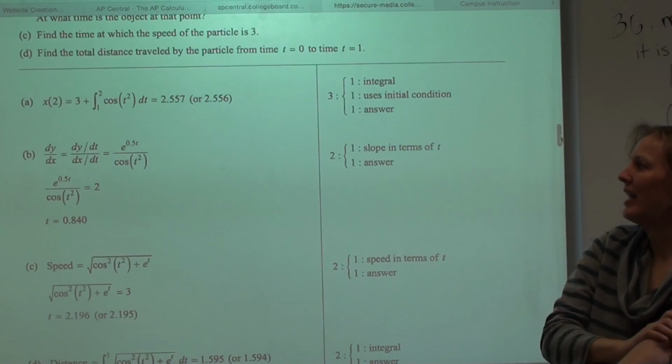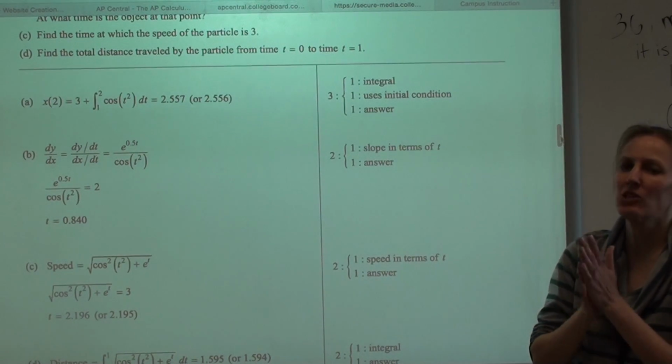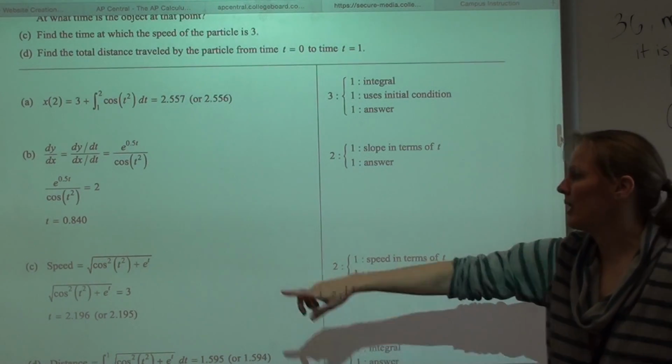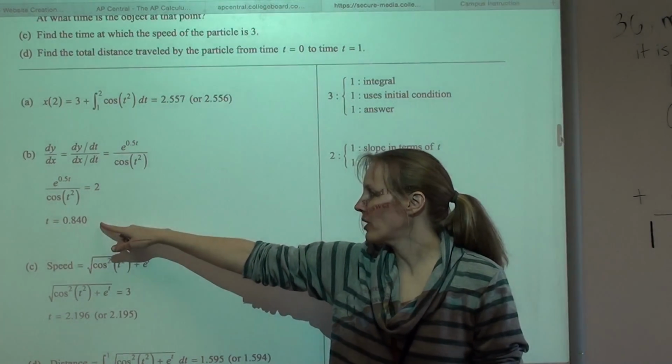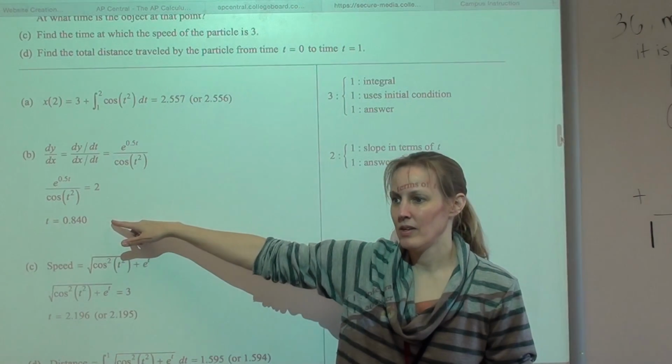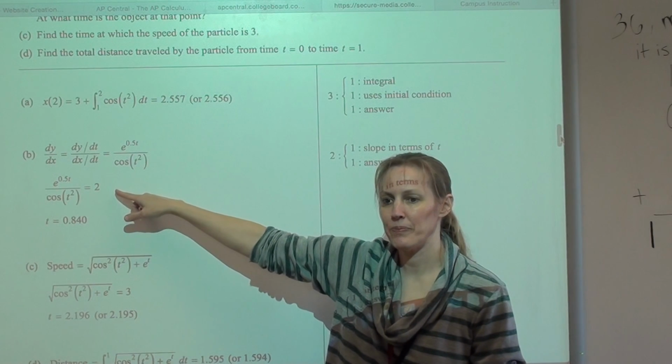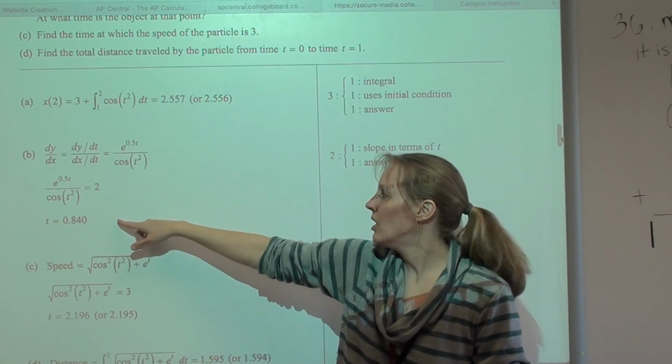So part A, 2.556 or 2.557. Okay, we're checking our answers. Part B, the time was 0.840. That was when the slope was equal to 2. How do you solve that on your calculator?